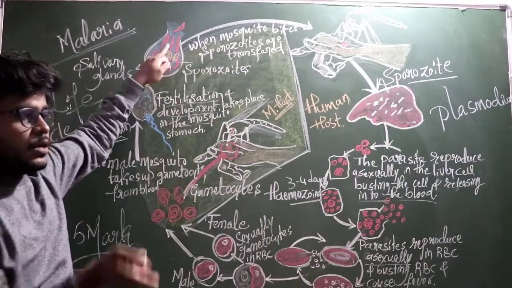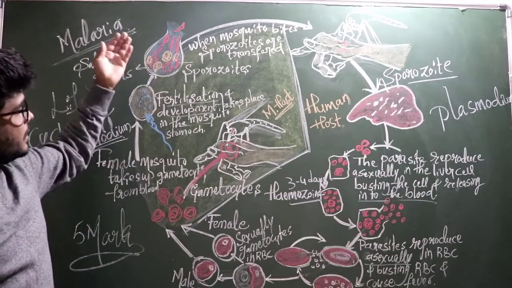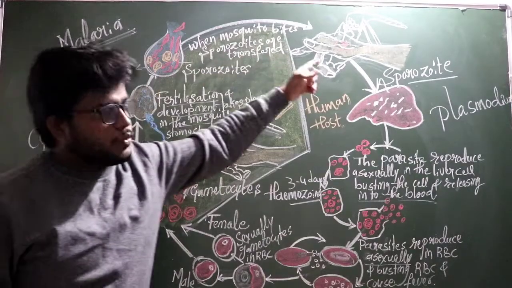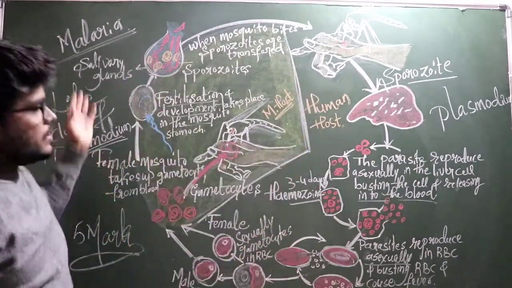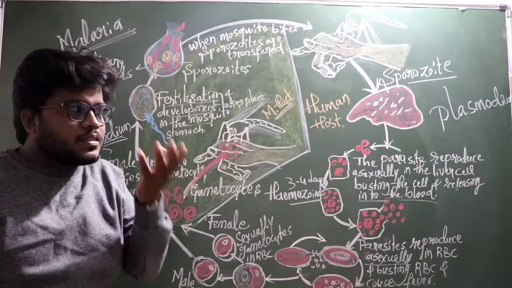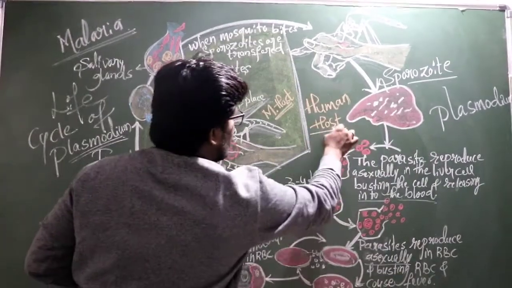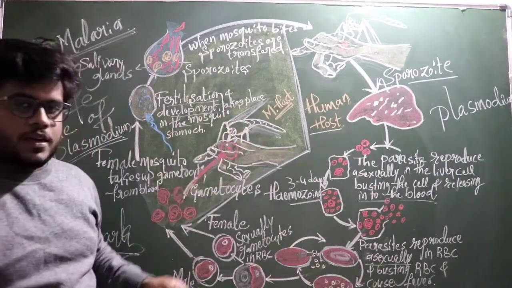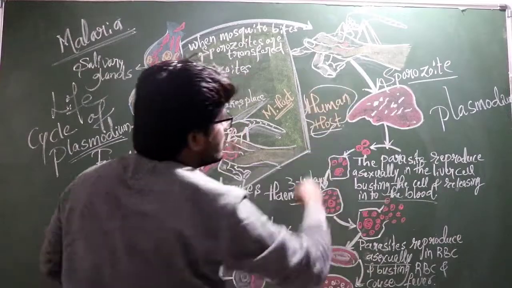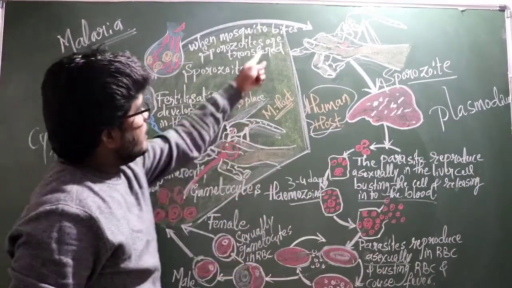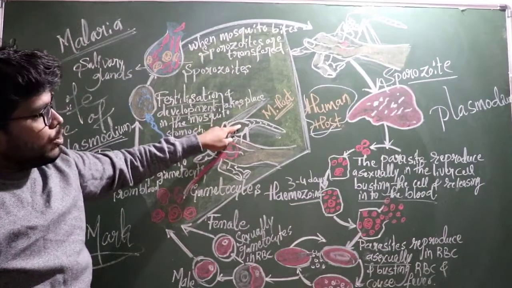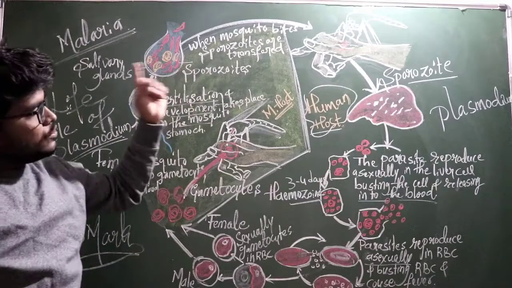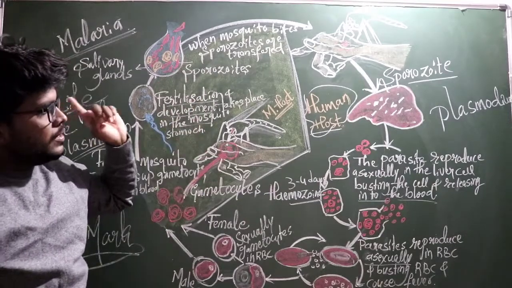They transfer to the salivary glands. Then if this mosquito bites another healthy person, they are transferred into the healthy person. Like this the process continues. What is surprising here is that Plasmodium requires 2 host bodies to complete its life cycle. You can see here, the human host body for asexual reproduction, and the mosquito body for sexual reproduction. So it requires 2 host bodies for the completion of its life cycle.